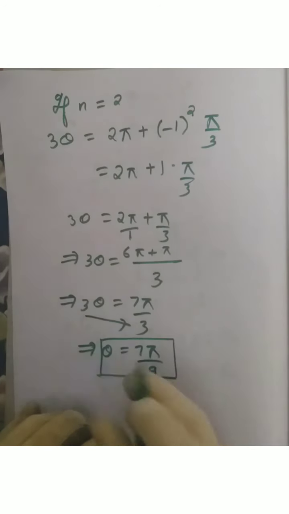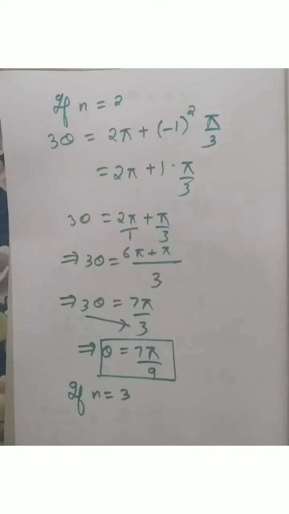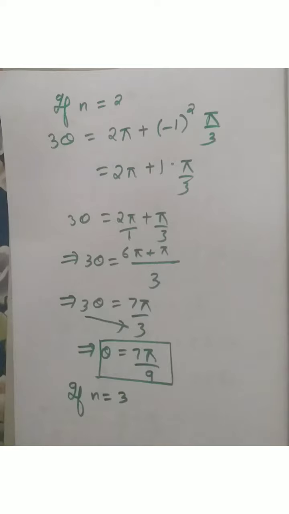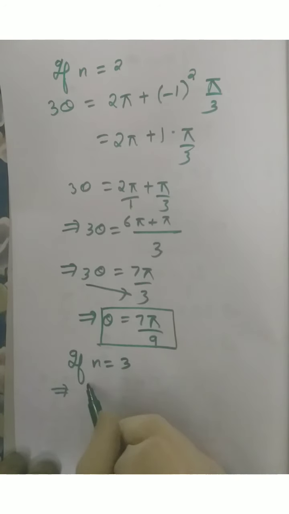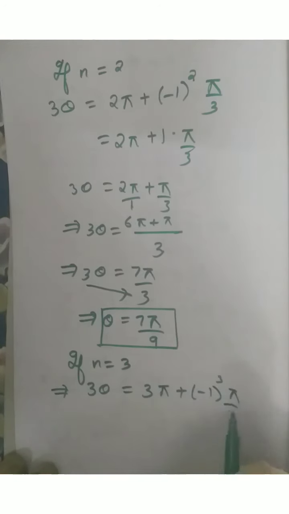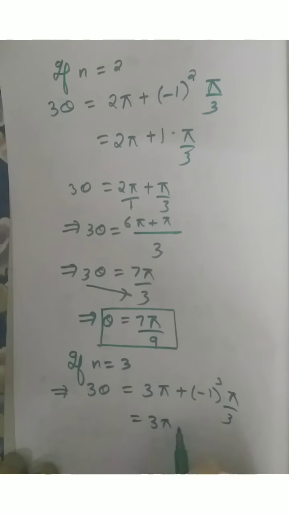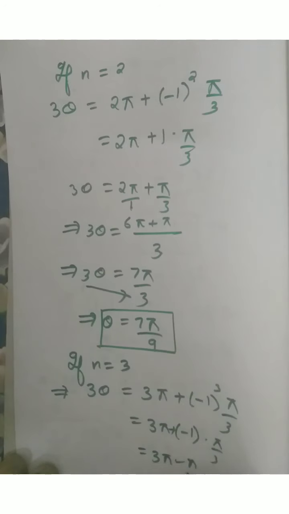Now find out the value if n is equals to 3. What is the value of theta? Because if I take n equals 3 also, it will fit in the range. So for n equals 3, 3 theta is equals to n pi. Here n is 3, so 3 pi plus minus 1 power n, with n as 3, into alpha, that is pi by 3. 3 pi plus minus 1 whole cube is minus 1, because we know minus 1 power an odd number is minus 1, into pi by 3. So we have 3 pi minus 1 into pi by 3, which is minus pi by 3.